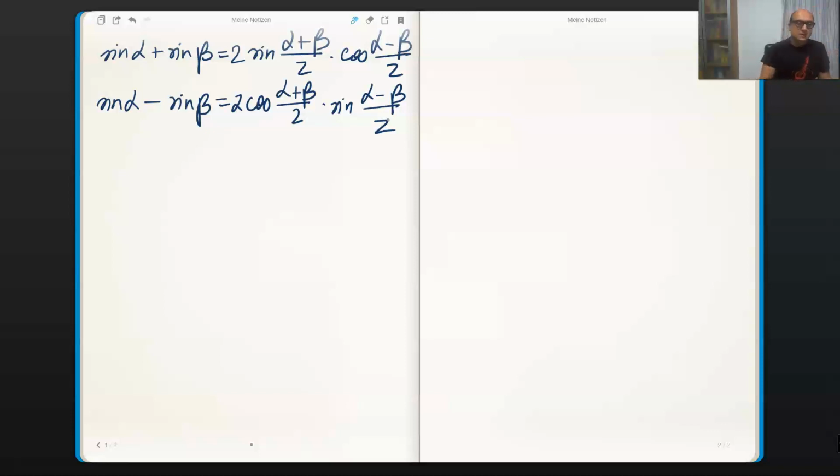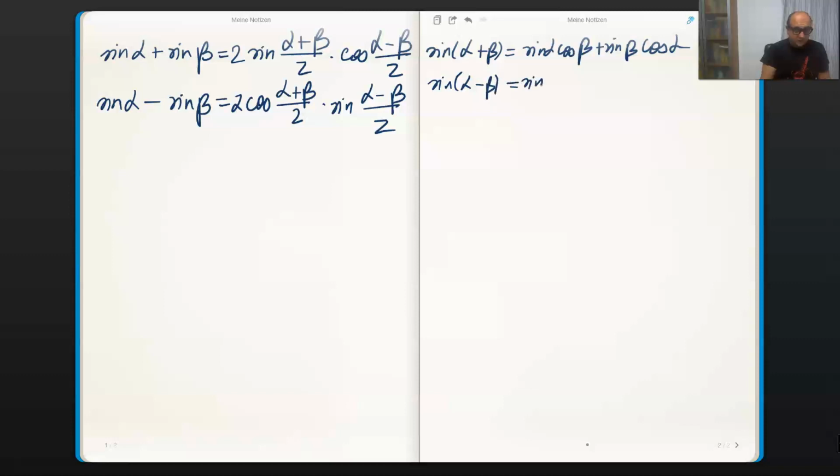Alright, what we use is, of course, formulas from previous computations. This is sine alpha cosine beta plus sine beta cosine alpha, and also the same for minus: sine alpha cosine beta, but minus sine beta cosine alpha. Alright. So, how can we approach it?